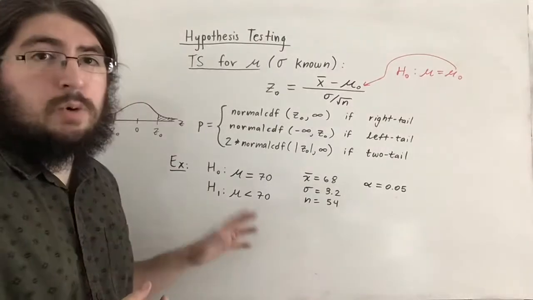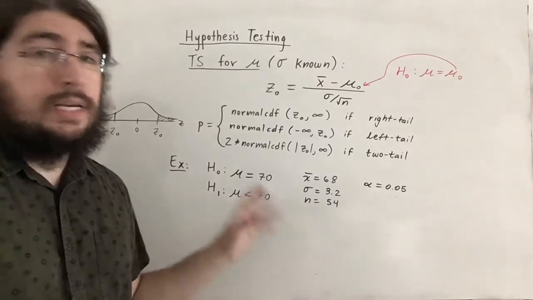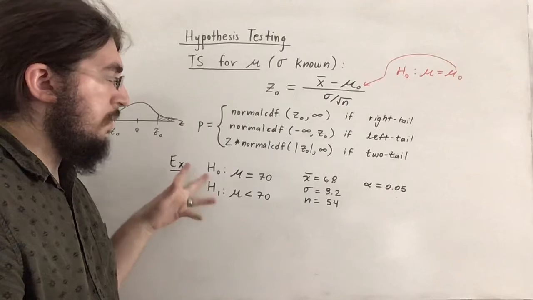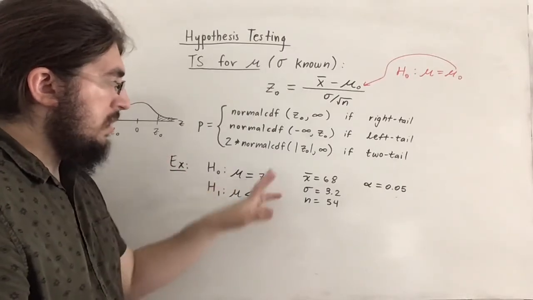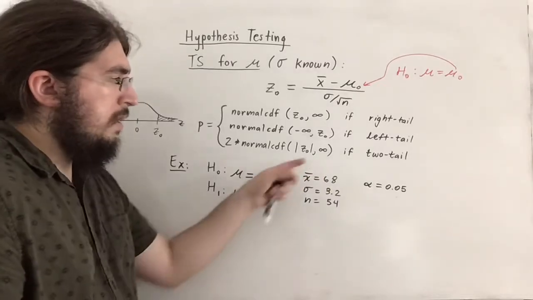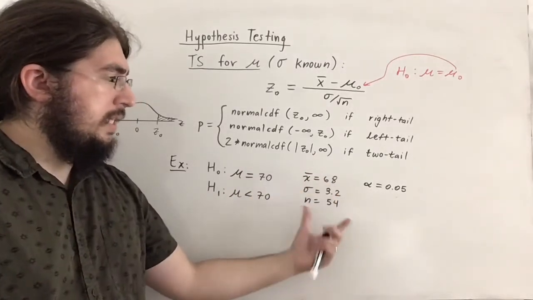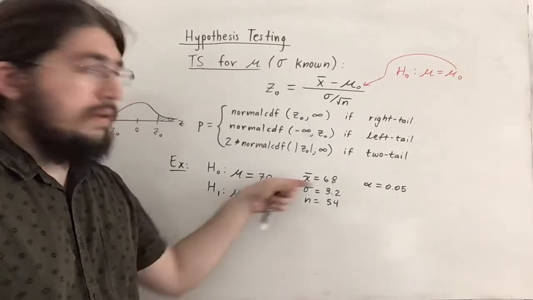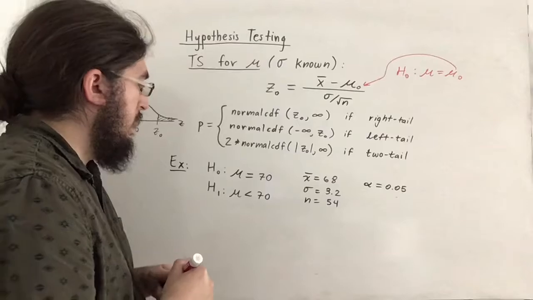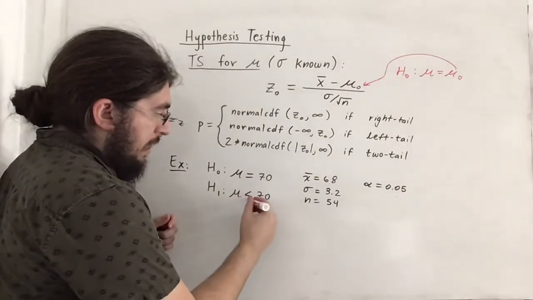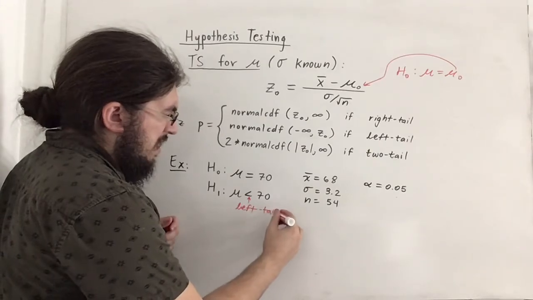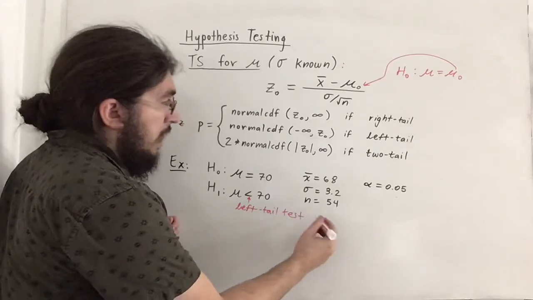But let's take a look at this quick example where I don't even give you any context, I just give you the values. So we have these given null and alternative hypotheses that mu is equal to 70 and mu is less than 70. And then we're given some values here from our sample, and again sigma is known here, and we're given our level of significance alpha. Good. So the fact that this is less than tells me that this is certainly a left tail test. So that means we've got to use this one.